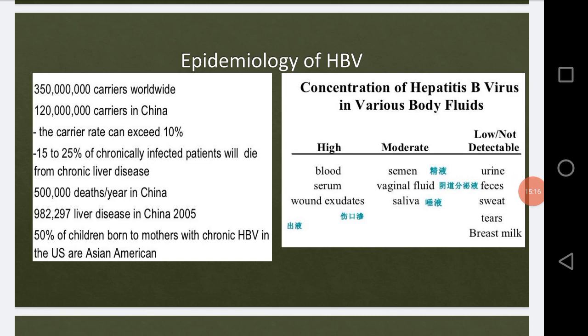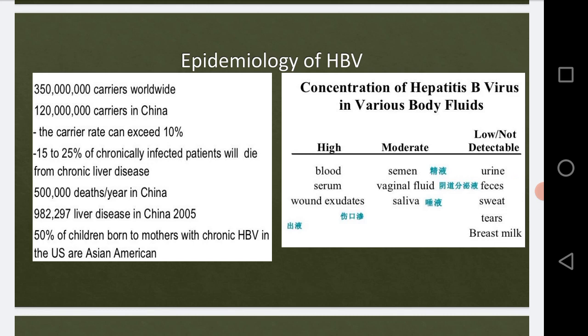Now, 350 lakh carriers were recorded worldwide. Carriers means those who are responsible for transferring the disease without having the disease. These are the carriers. Then 120 lakh carriers were recorded in China only. Then the carrier rate can exceed 10%. It can also increase more.